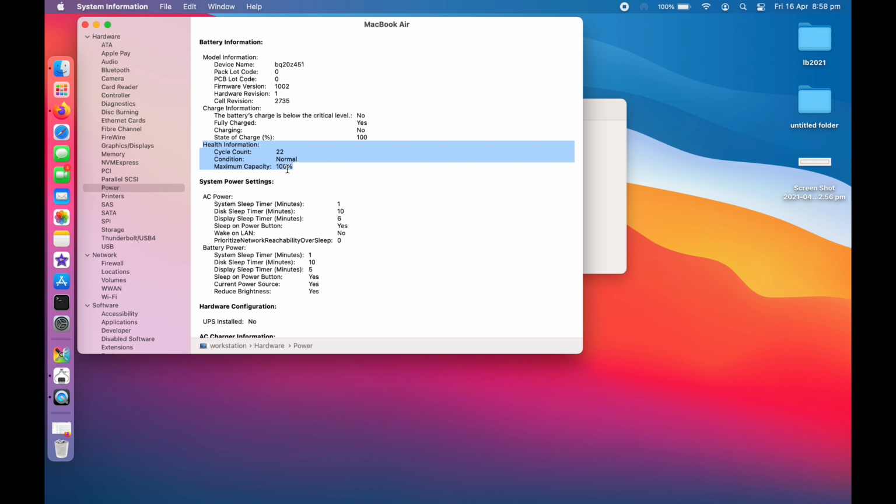maximum capacity is 100%. So this is it. This is how you can find your MacBook's battery cycle count.